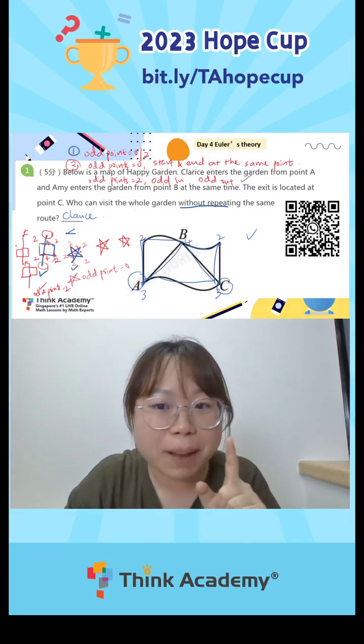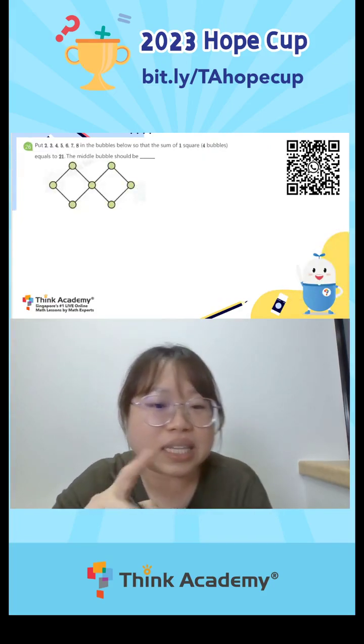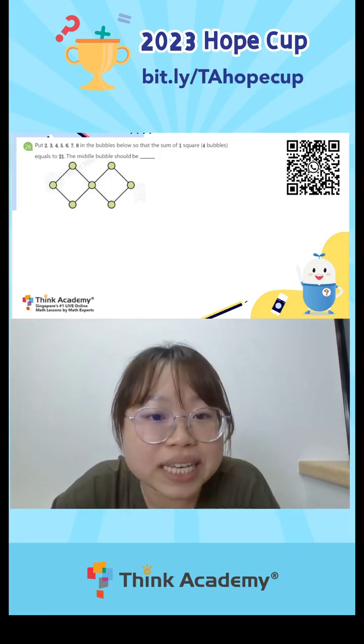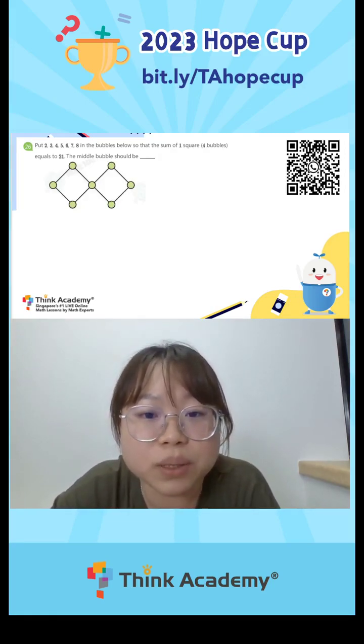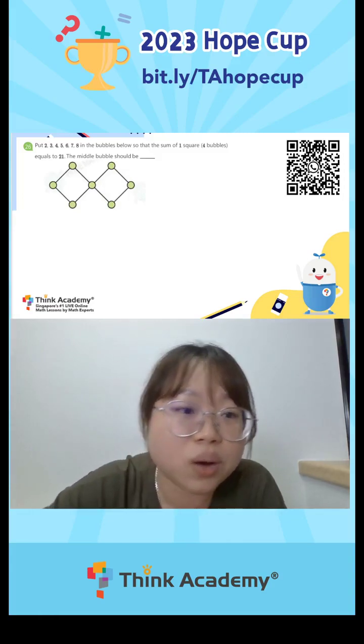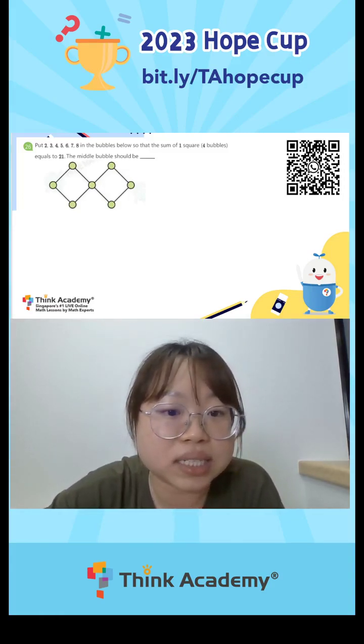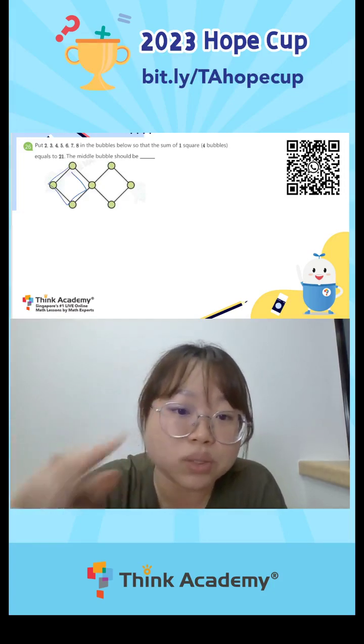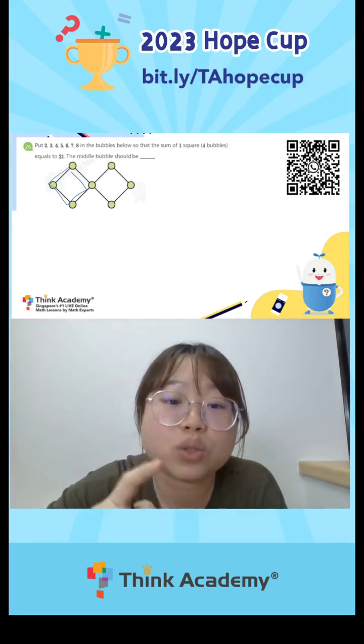Alright, what about this question now? This is a number puzzle question. Put 2, 3, 4, 5, 6, 7, 8 in the bubbles below so that the sum of one square equals 21. Where is the sum of one square? This is the sum of one square. One square consists of 4 bubbles, and the sum equals 21.